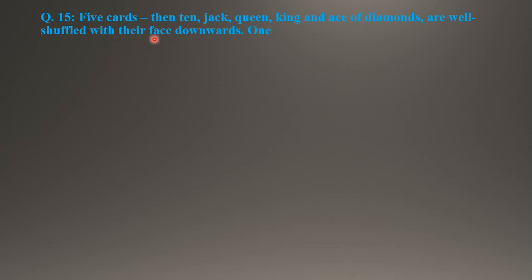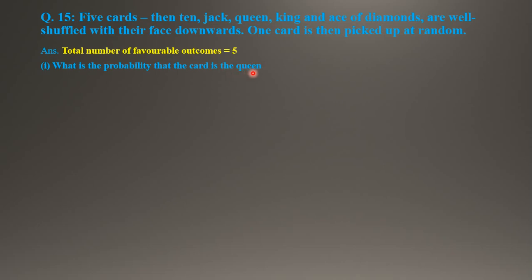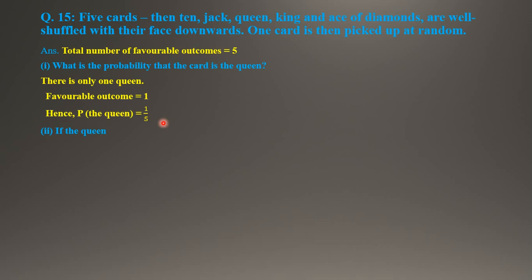Now come to question number 15. It says 5 cards, the 10, jack, queen, king and ace of diamonds are well shuffled with their face downwards. Okay, faces को उल्टा रखा गया है. One card is then picked up at random. What do we have to find? We have to find the probability that the card is the queen. How many cards are there? 10, jack, queen, king and ace, 5. For the first, there is only one queen, therefore favorable outcome for us is 1. Hence probability of the queen is 1 upon 5.